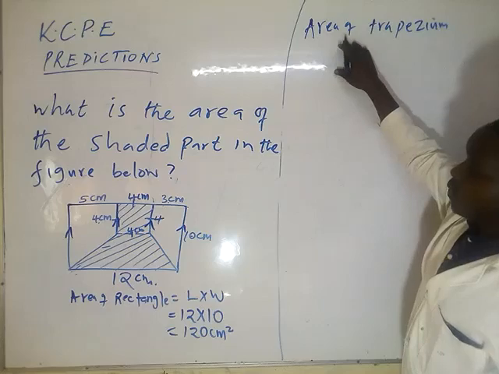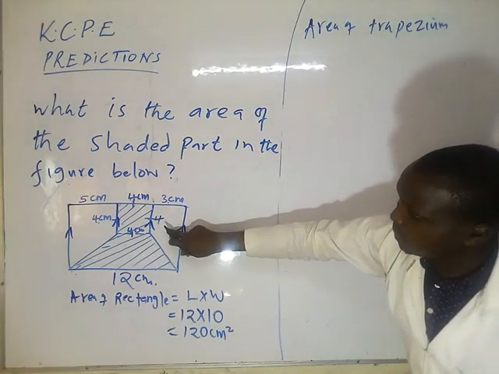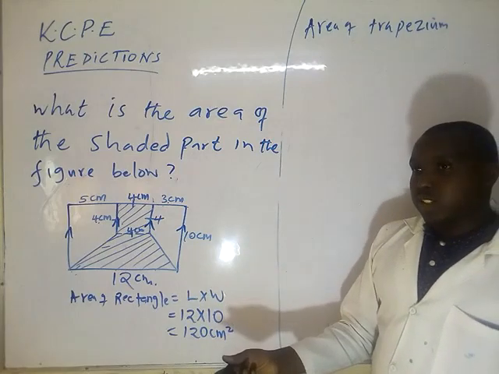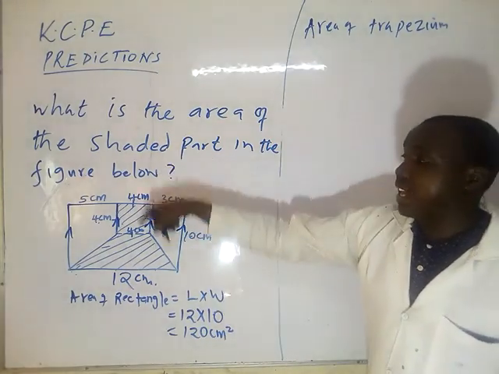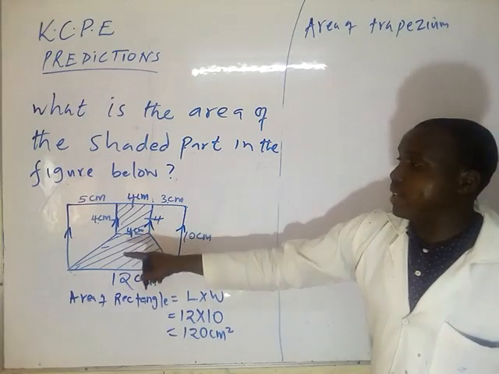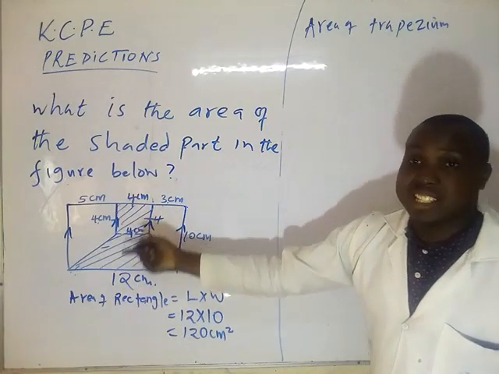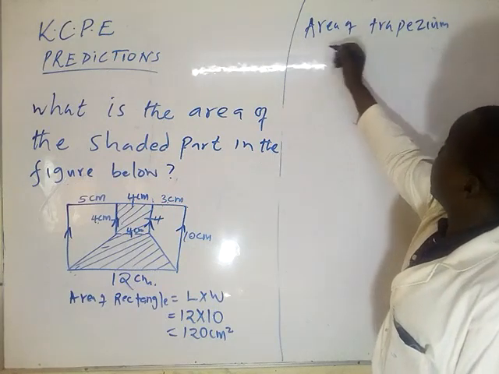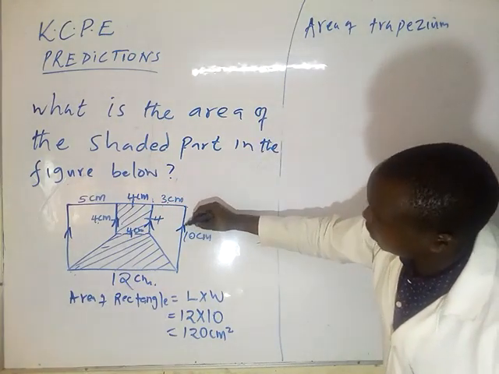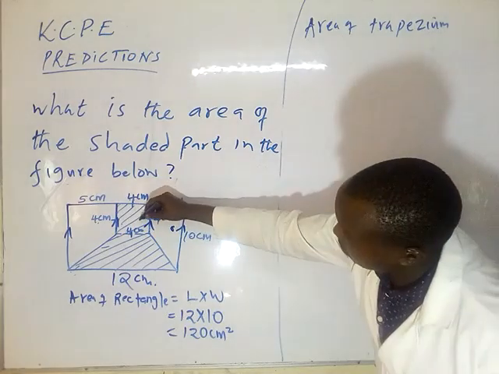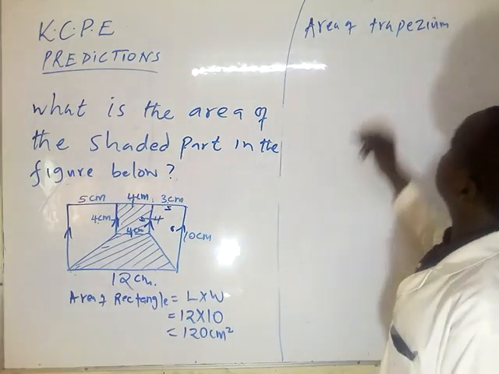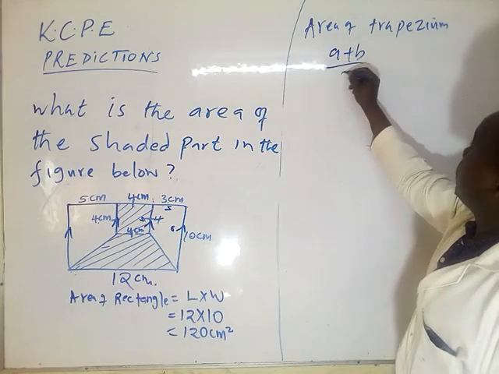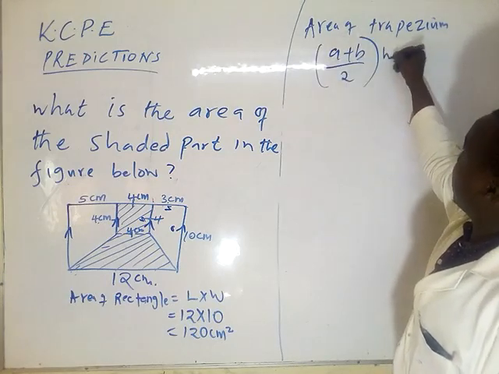Now calculating the area of that, if we get the area of this trapezium and this one, we have gotten the area of the unshaded. So we will subtract the area of the unshaded from the area of the entire rectangle, and we get the shaded. So the area of a trapezium is given by (a plus b) divided by 2 times the height, where a and b are the parallel sides.